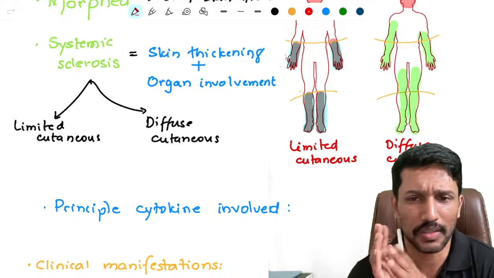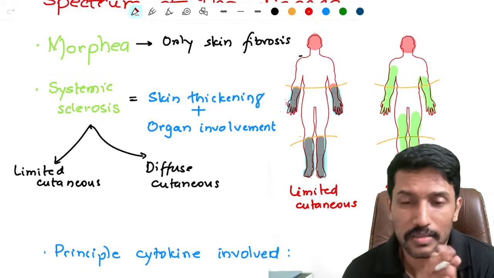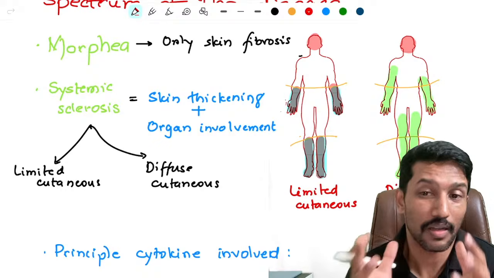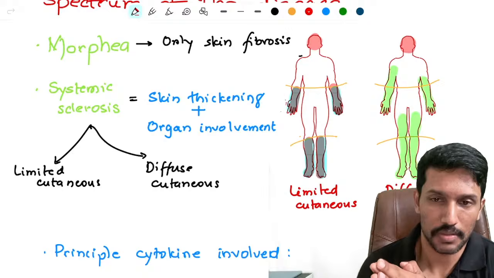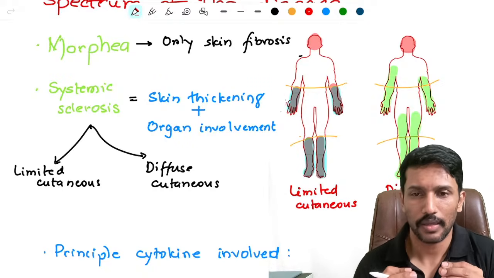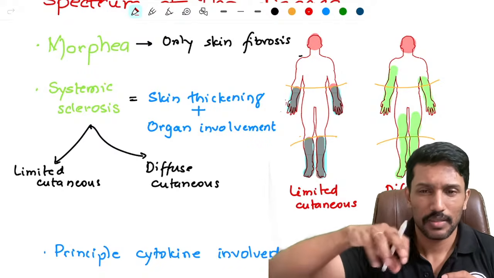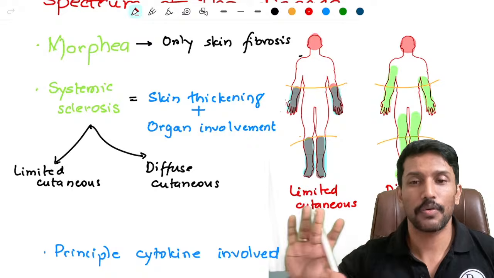Now I have a simple question. Why are we doing this classification? Is it just to understand how badly the skin is involved, or are there other clinical consequences? Remember, there are other clinical consequences. Limited cutaneous and diffuse cutaneous, to be very frank, though they have a similar basic pathophysiology, behave like two different diseases.